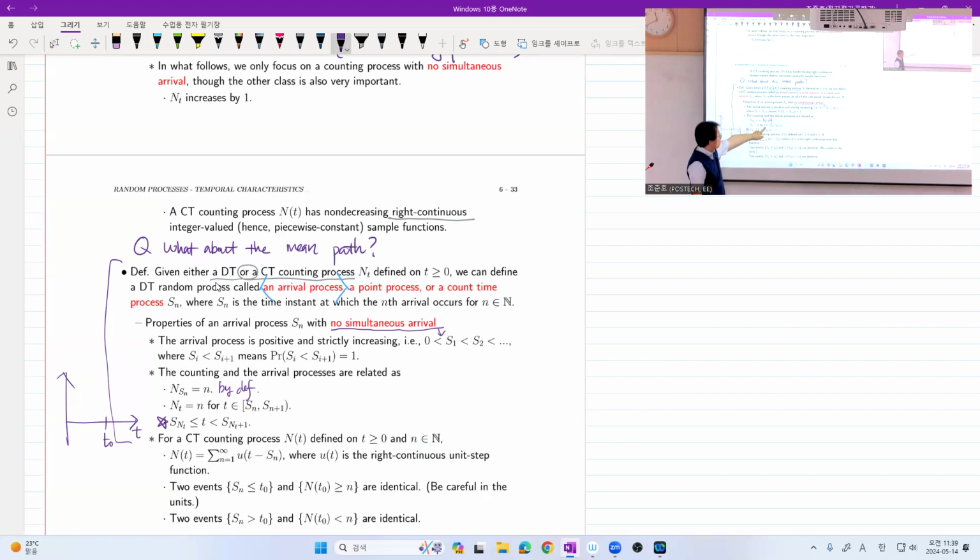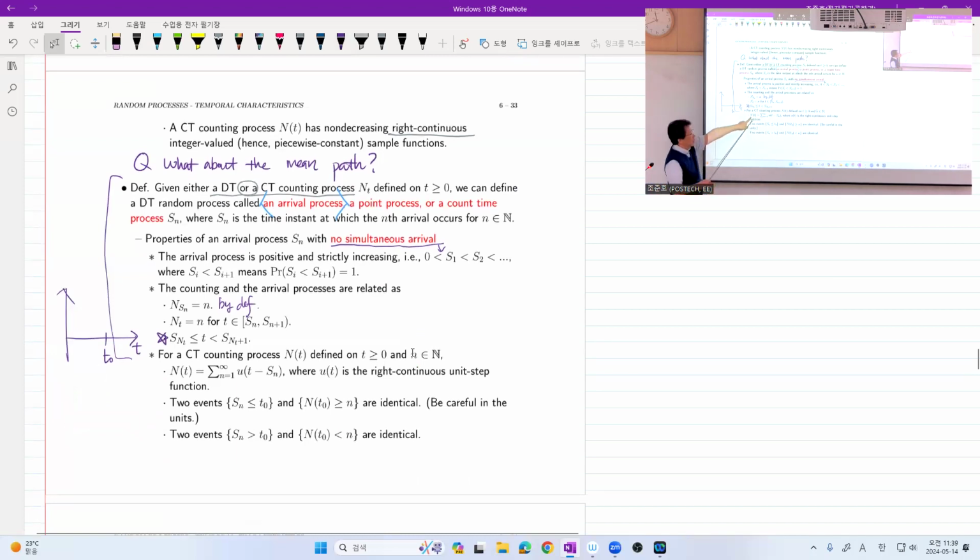Now, if t is between S sub n and S sub n plus 1, so t could be S sub n, then what is the value? n. But t cannot be S sub n plus 1, which means N(t) cannot be n plus 1. So you have N(t) equals n. And this is actually almost the same as S sub N(t) is less than or equal to t and less than S sub N(t) plus 1. How can you show that? Actually, you can show left and right by using the previous properties.